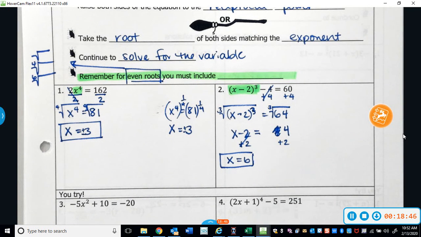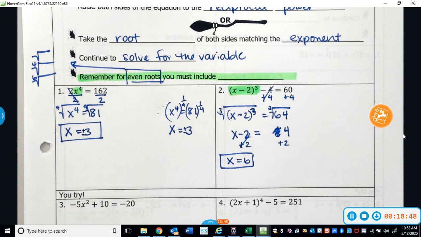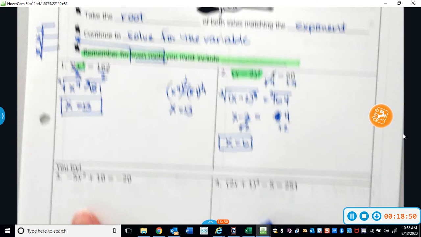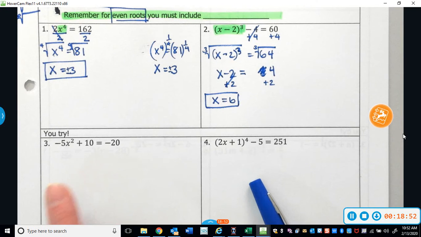All right. Questions for me about either of these? Okay. So take a couple minutes, see how far you can get on these try-it problems. We only have one more example after this that kind of brings everything together. It's a little bit of everything.